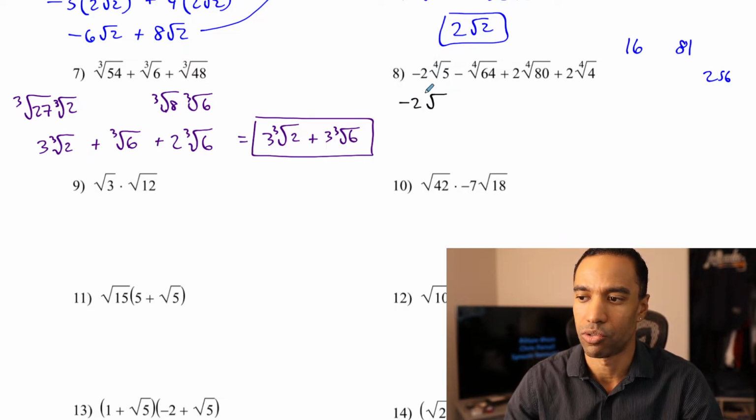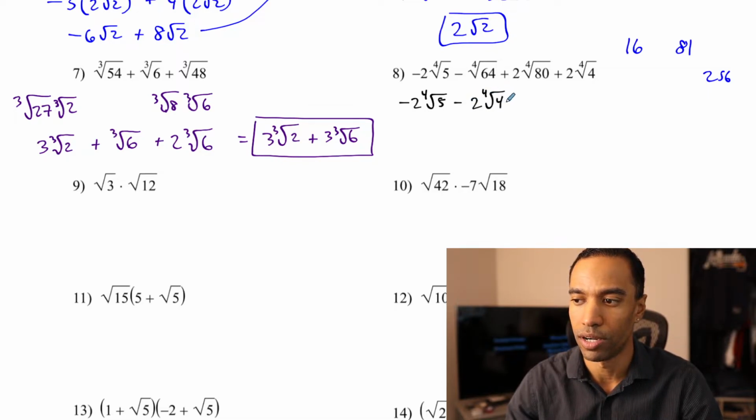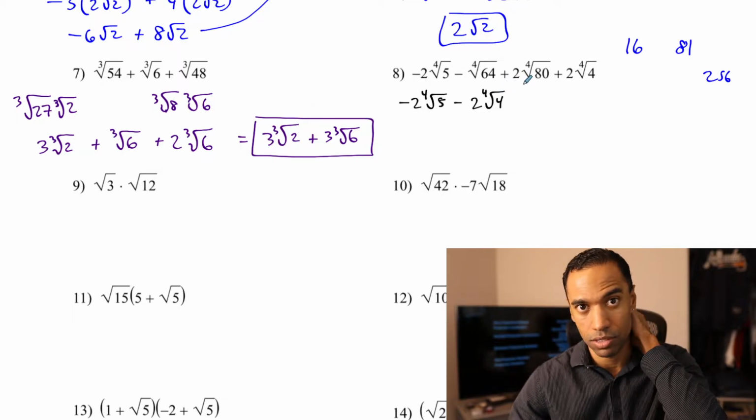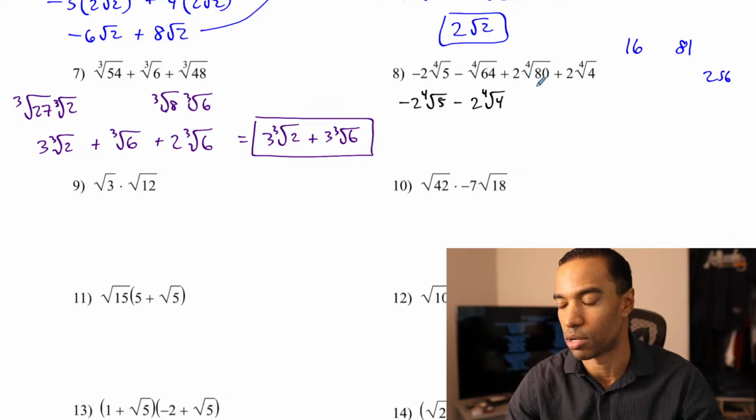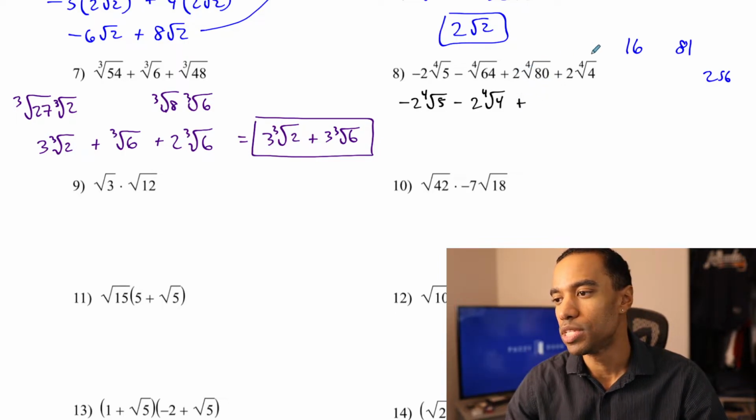That's still negative 2 times the 4th root of 5. 64 is 16 times 4, so the 4th root of 16 is 2. So 2 times the 4th root of 4. And I don't think the 4th root of 4 can simplify. It's not 1, it's not 2 like a square root. It's just not a perfect fourth power. Perfect quartic. 2 times the 4th root of 80.